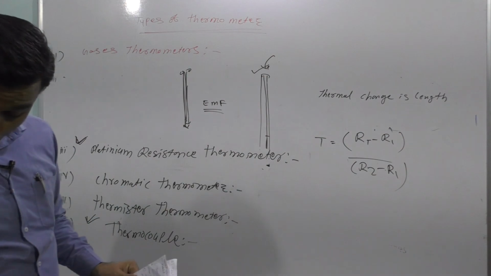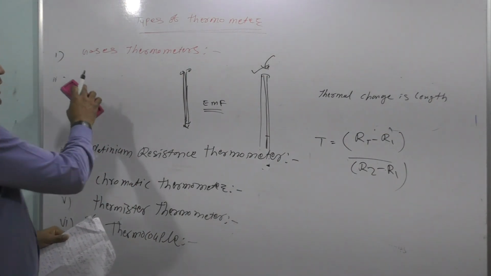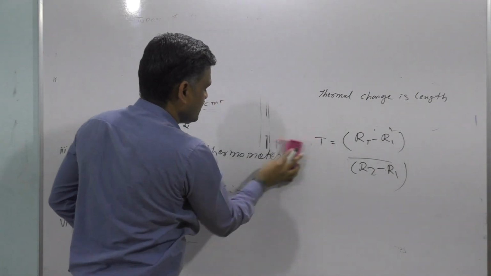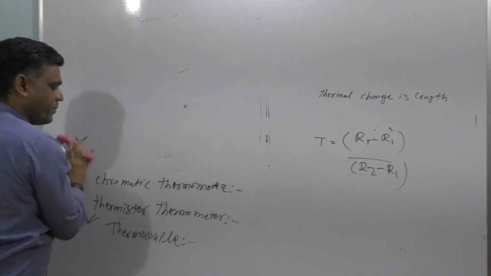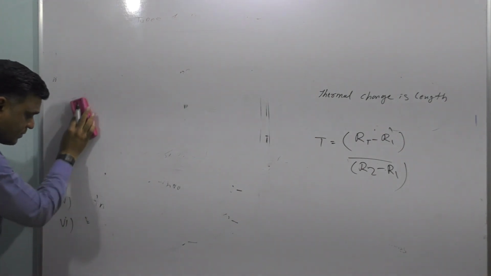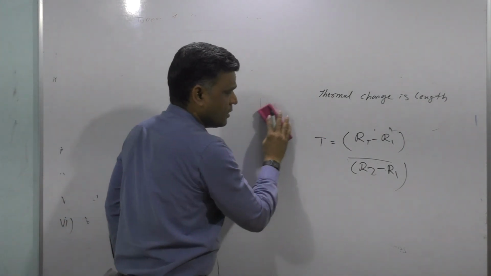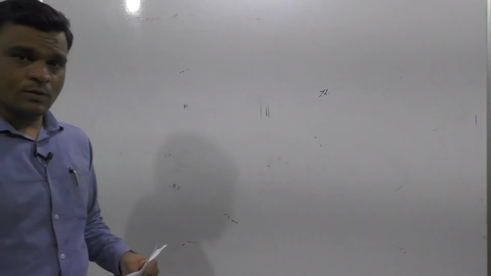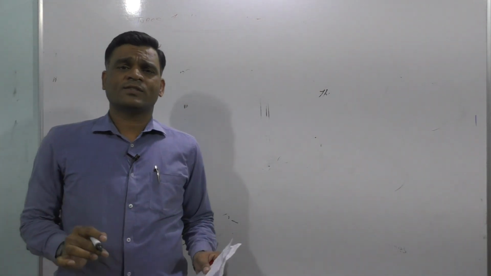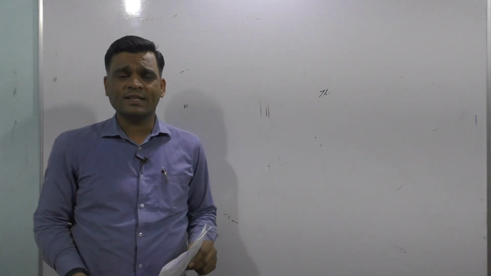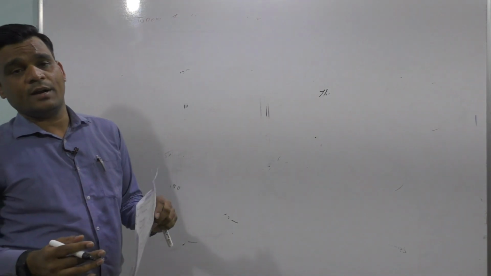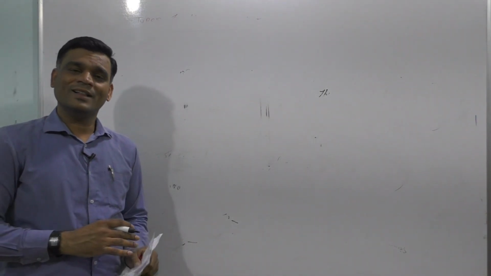Okay, now the important point of discussion is absolute zero temperature. Okay, what is meant by the absolute zero temperature? Okay, now I will stop here, and in the next lecture we will continue the absolute zero temperature and Kelvin scale.